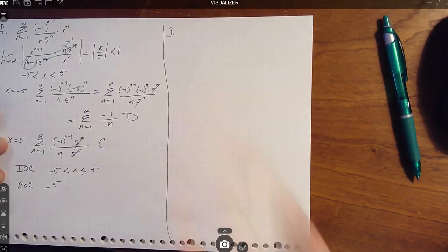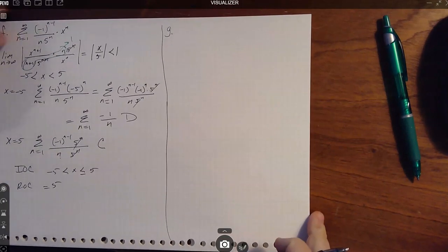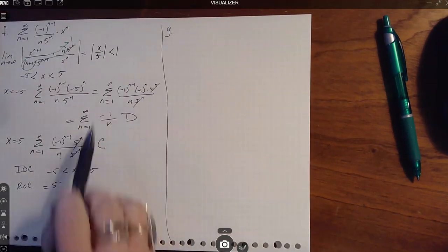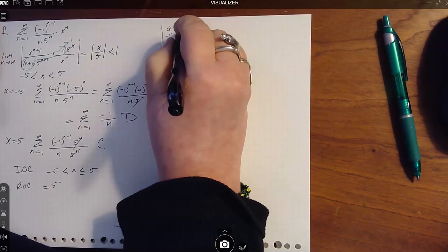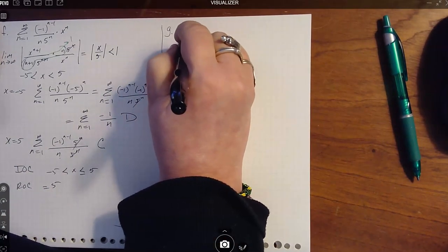Three more to go. Now these get a little bit funky. These are actually shifted. All these other ones were centered at 0. Now this one's going to be centered at 2. What do I mean by that? The interval will be centered at 2.